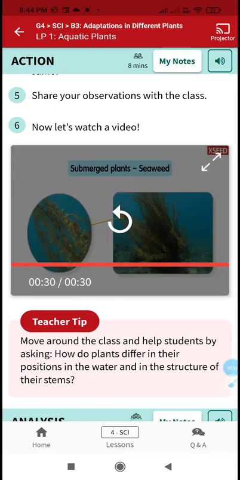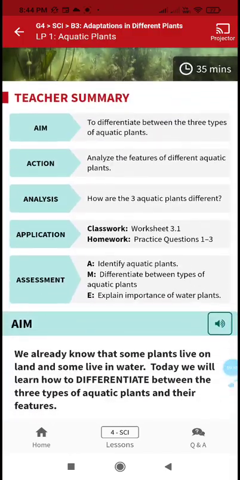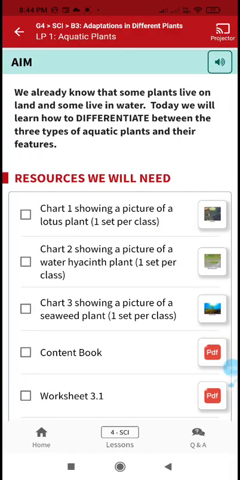Understood? So how the fixed plants have fixed roots, how submerged plants do not have stomata, and how floating plants are floating on the water. You understood very well, children. Now you can see the pictures given in your content book. See how beautiful the pictures are given here.